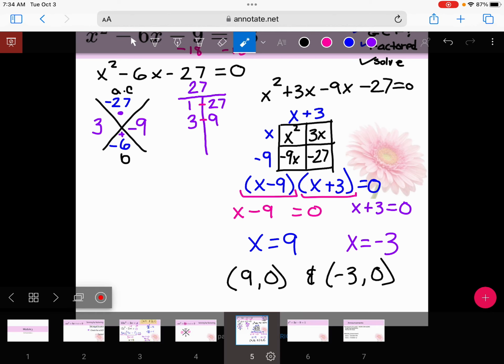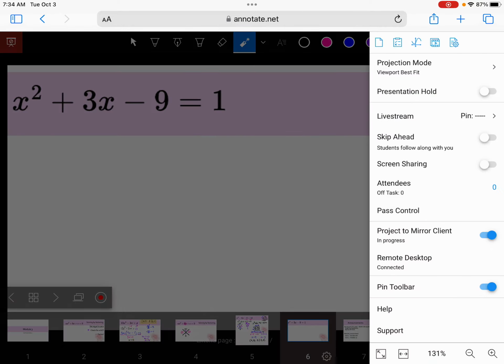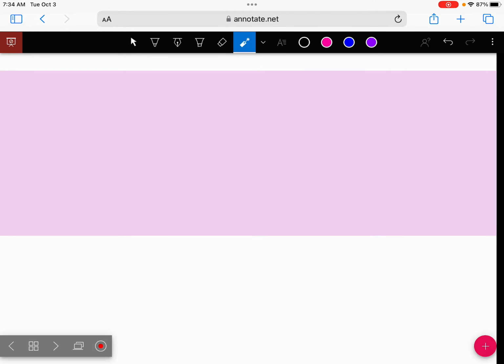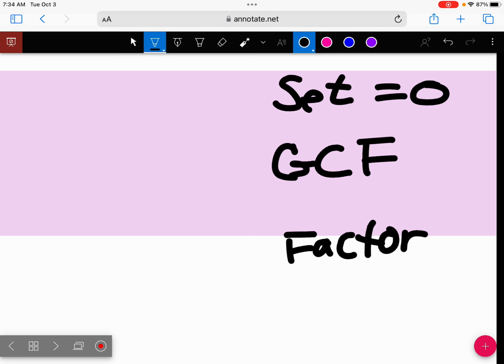So let's practice it again. Same process. We are going to set equal to 0. We're going to check GCF. We're going to factor. We're going to solve. And you can use this list as a checklist.